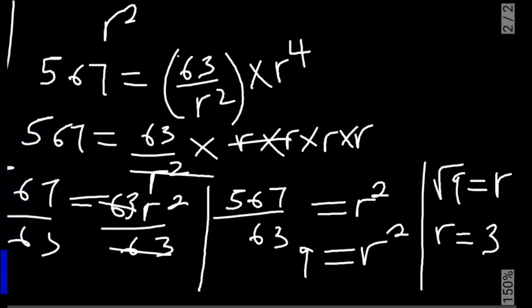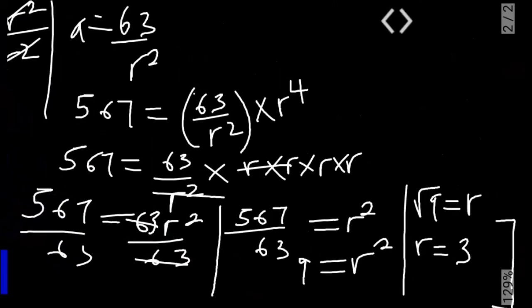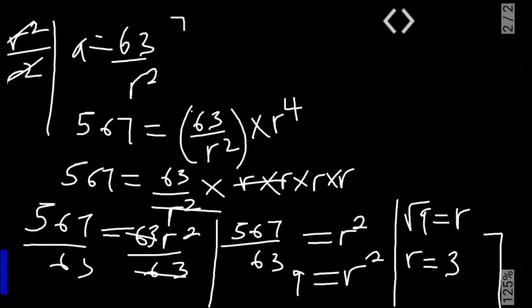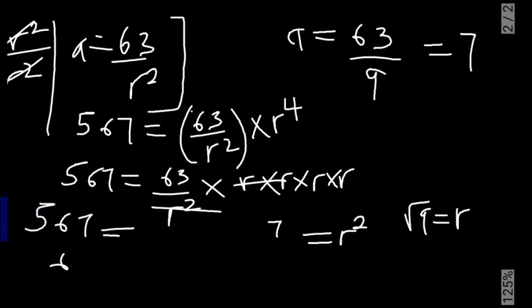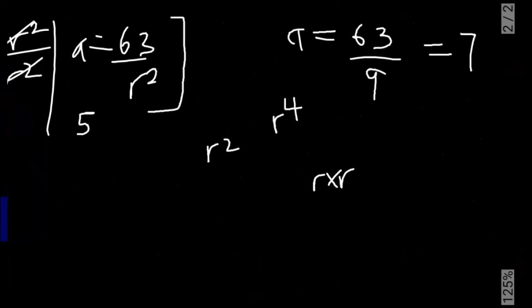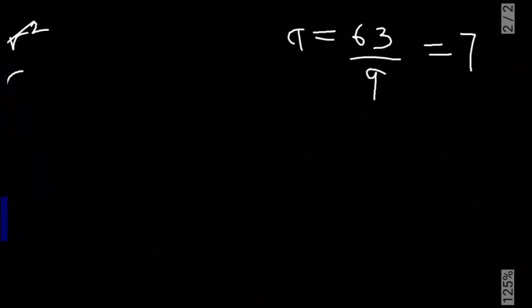Since we now have the value of our common ratio, we can substitute that here. So we would have a is equal to 63 over r squared. R is 3, so 3 squared is 9. 63 divided by 9 is 7. So we have our first term as 7 and our common ratio as 3. Don't forget the question says find the sum of the first 6 terms. So we are going to make use of the formula of the sum of the nth term of a geometric progression.